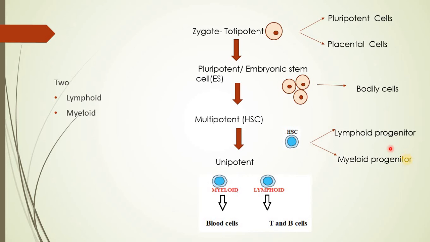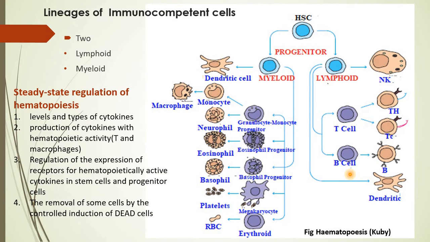Whereas the myeloid progenitor cell is involved in the formation of the blood cells. That means it can give rise to both RBC, WBC, and it is even involved in the formation of platelets. Therefore, as this lymphoid progenitor cell gives rise to only lymphocytes, we can say it is a unipotent cell. Whereas the myeloid progenitor cell, as it is involved in the formation of blood cells, can be called a unipotent cell. Right? Now next, we'll see how the course of development occurs.